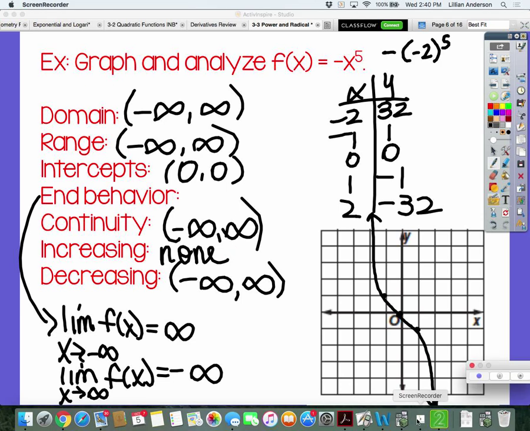Okay? So don't forget, you can always fall back to making a table to graph something, especially if you don't remember what it looks like. But knowing about your coefficient and your degree, aka your exponent, you can know exactly what this graph should and should not look like. Okay?